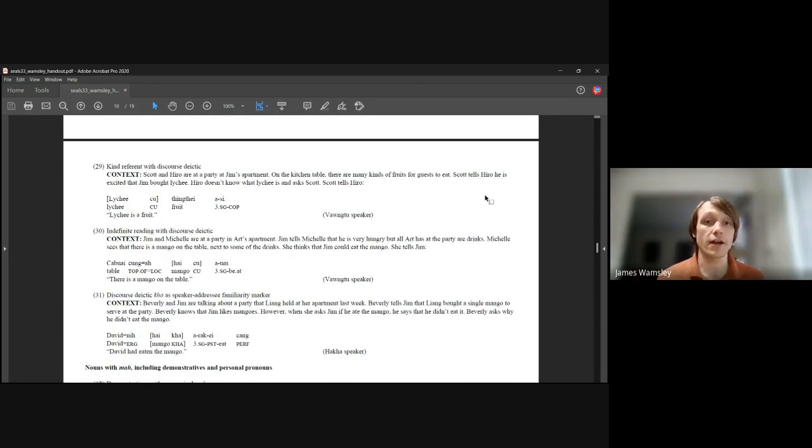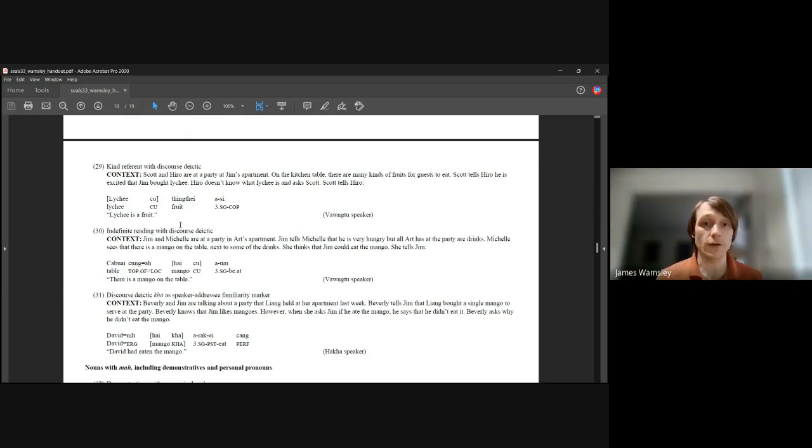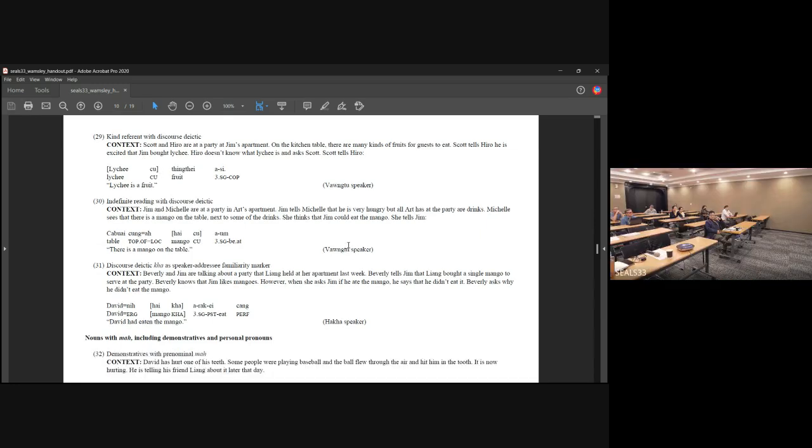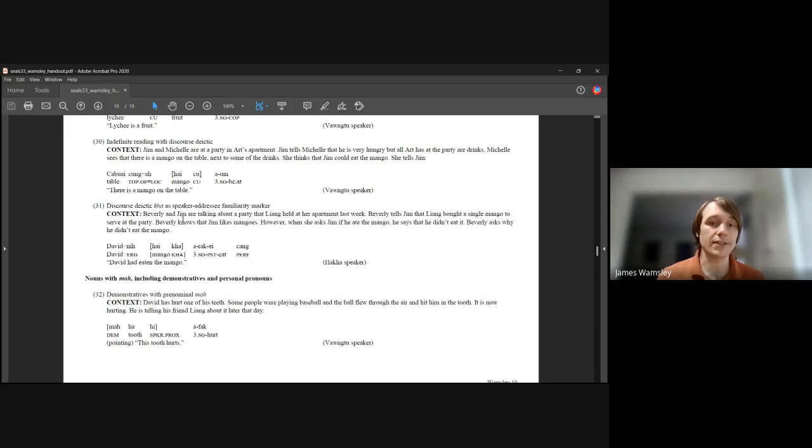You can also have kind reference, like lychee is a fruit. This is also followed by discourse deictic, in this case, zu. You can get indefinite readings with discourse deictics additionally. And as I alluded to earlier, discourse deictic ka can be used to mark speaker addressee familiarity. And this could be interpreted as a definite article, potentially.